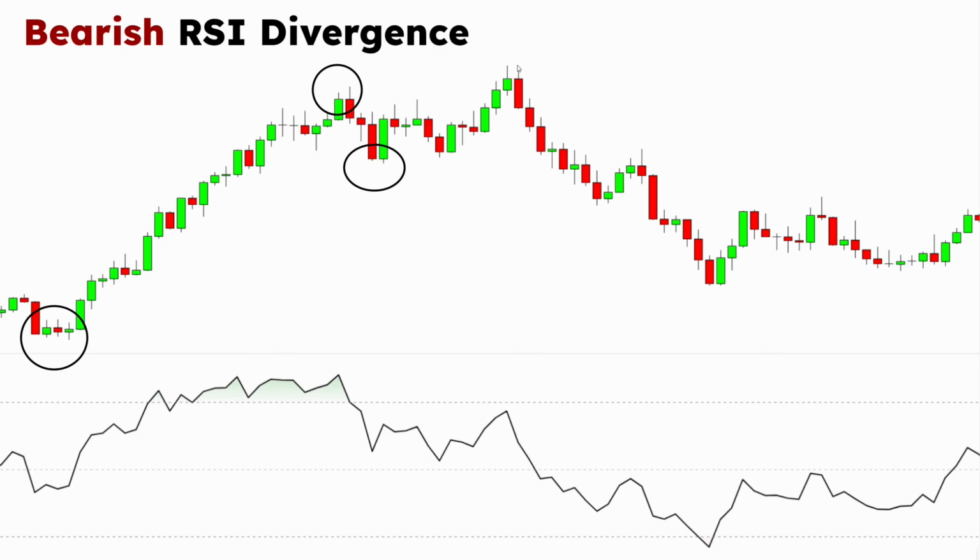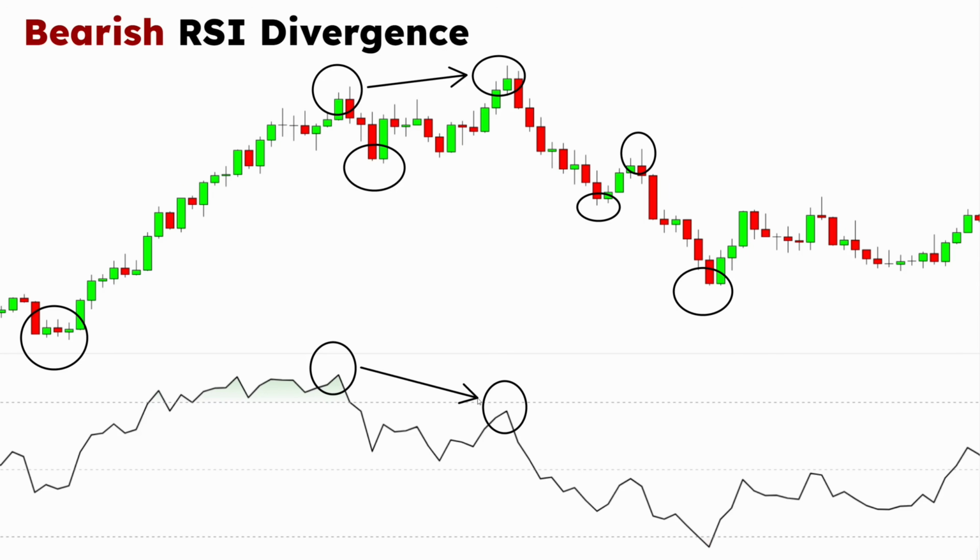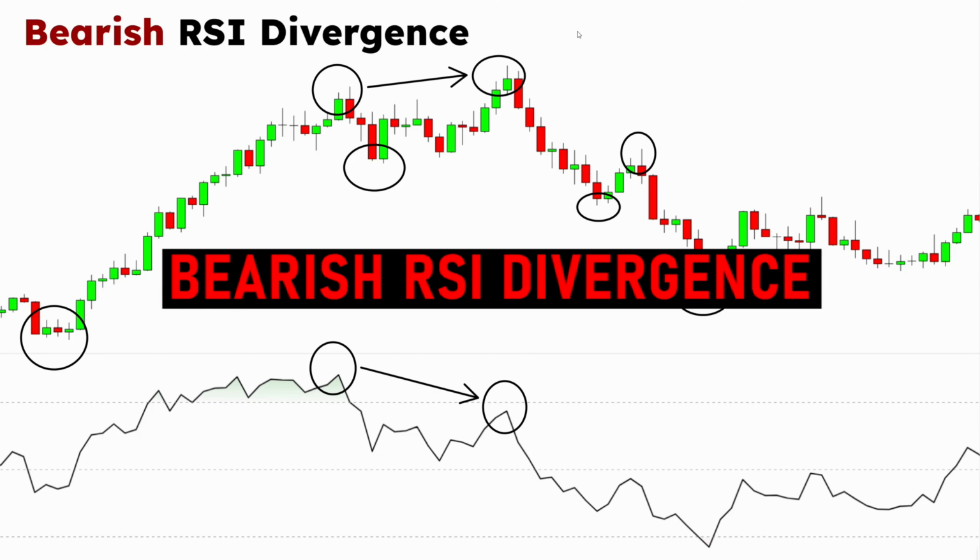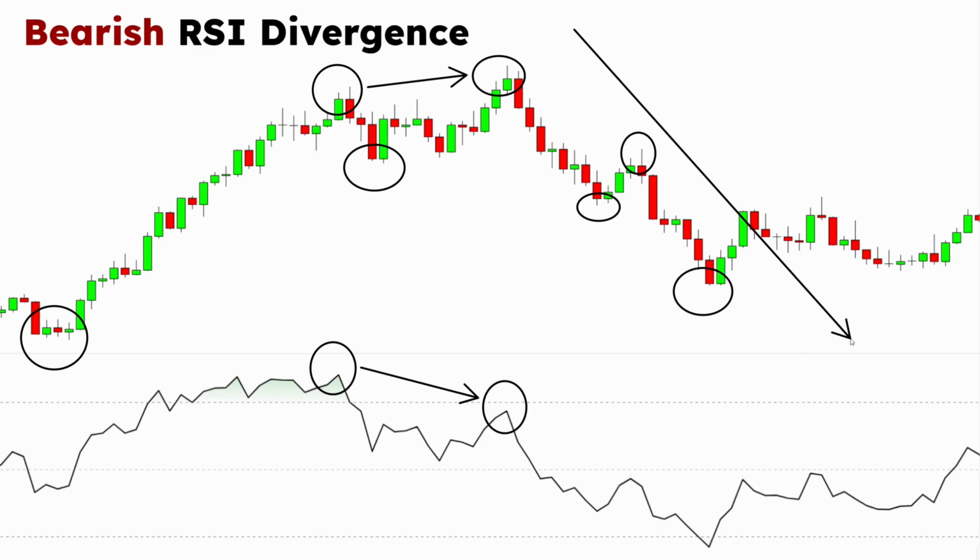We printed a low, a high, low, and so on and so on. And here we can actually right away see that from this point to this point, the price prints a higher high. But if you switch the attention to the RSI, we can see that we are clearly seeing one high and then a lower high on the RSI. So the price goes in one direction, the RSI goes in the opposite direction. We have found a bearish divergence, and this indicates a reversal to the downside.